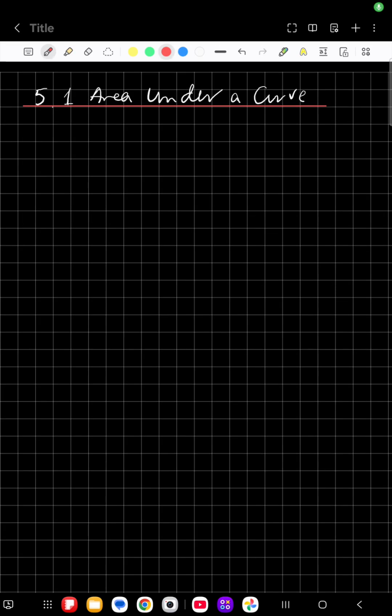Okay, so this is 5.1 and it's area under the curve. Today we'll try to tackle something that maybe initially will seem disconnected from what we've done before. Until now, we've been mostly calculating derivatives.